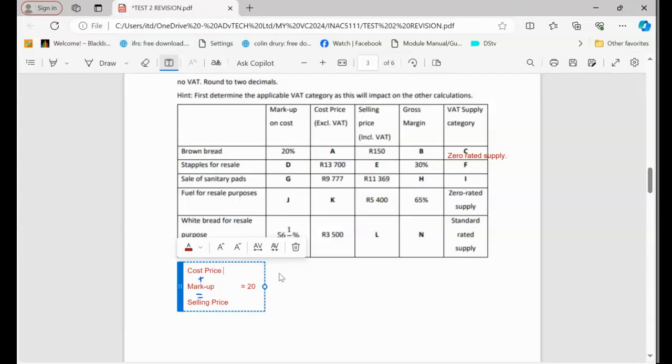cost price must be 100. I think you know by now that's how we do these things. So we're going to put 100 here because they said the markup is on cost. Remember, in future, they will say the markup is on selling price. What must you do?